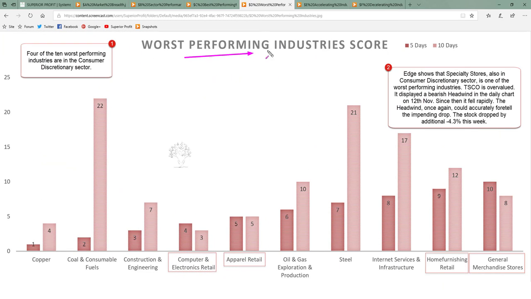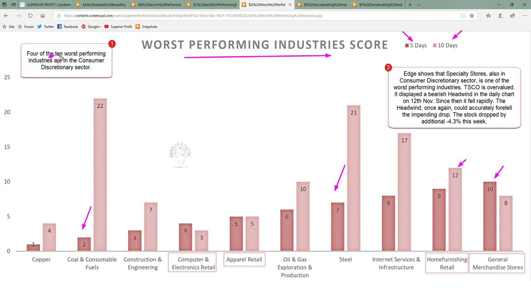Worst performing industries of this week. Because they are weak industries, you are going to look for short opportunities here. We are looking at the industries' 5 days and 10 days scores. Some of them are weak from 1 week earlier itself, and some of them weakened heavily this week.